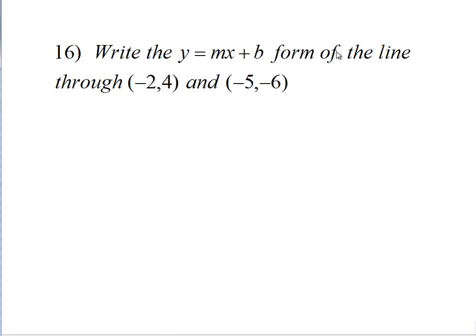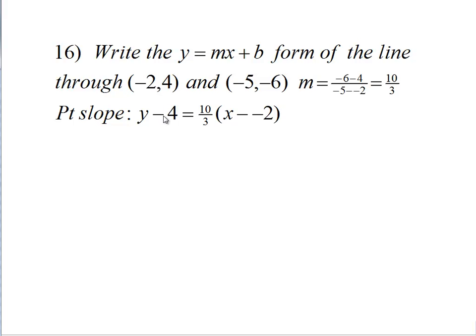Okay, write the slope-intercept equation of the line through 2 points. We need a slope. Negative 6 minus 4, my y numbers, over my x numbers, negative 5 minus negative 2. The top becomes negative 10. The bottom becomes negative 3, or positive 10 over 3 if you reduce and simplify the negatives. So I have 10/3 for my slope. I'm going to pick this point. You can pick that point, doesn't matter.